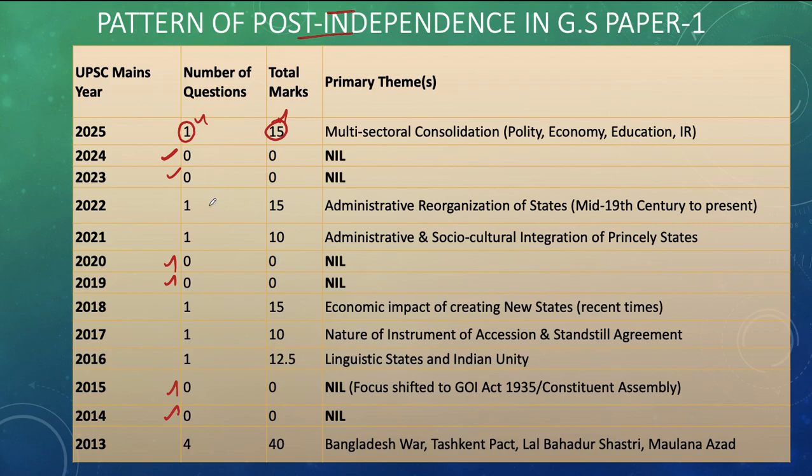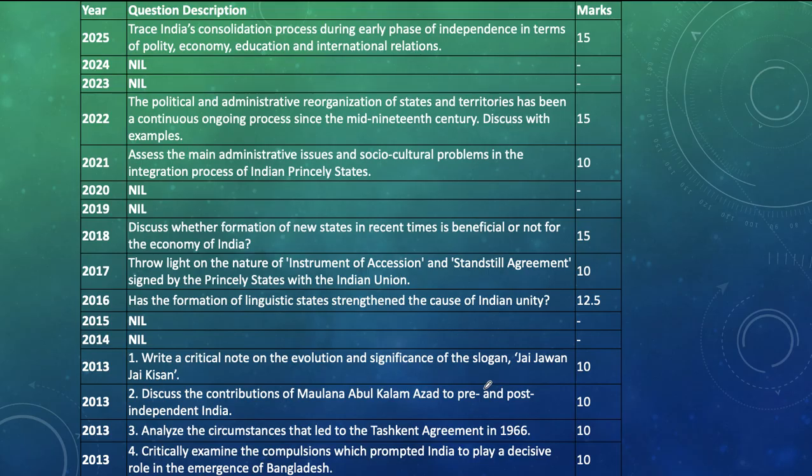Overall, across the years, the average number of questions is one; some years they have asked one question. Only in the starting year of the UPSC Mains exam, when the new syllabus came in 2013, there were four 10 marker questions asked, that is, 40 marks. After that, they have centered around one question or sometimes no questions, and the broader themes of the questions have been given here also, students. Go through that. These were the exact questions which were asked from 2025 to 2013.